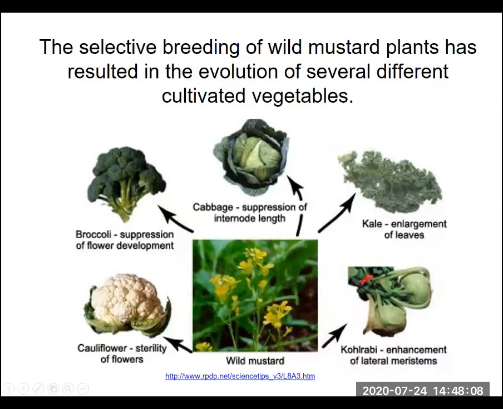Growing the wild mustard generation after generation after generation with sterility of flowers is going to give us the cauliflower. If you suppress the height of the plant, you're going to end up with a cabbage plant. Or if you want larger leaves, you can end up with kale. And then kohlrabi, you're doing some other things as well. But basically, all of these vegetables that we'd recognize as having very different flavor, very different uses in our diet, and very different appearance, are all derived from a wild mustard plant over thousands and thousands of years of selective breeding, small changes over a long period of time.